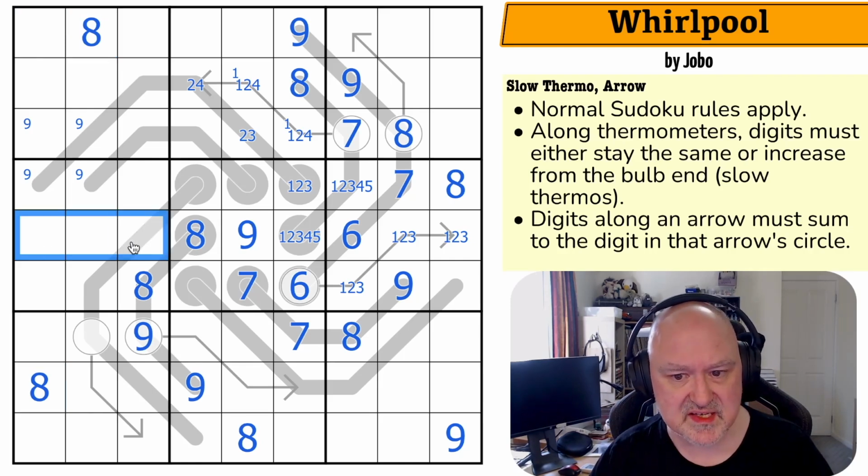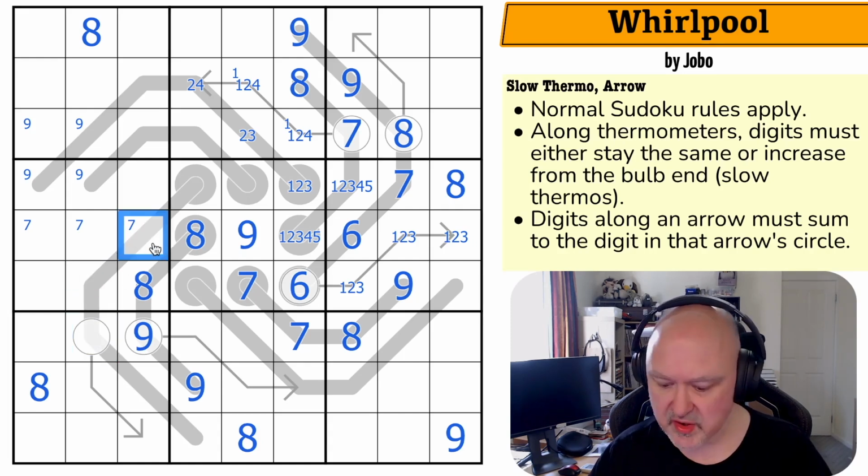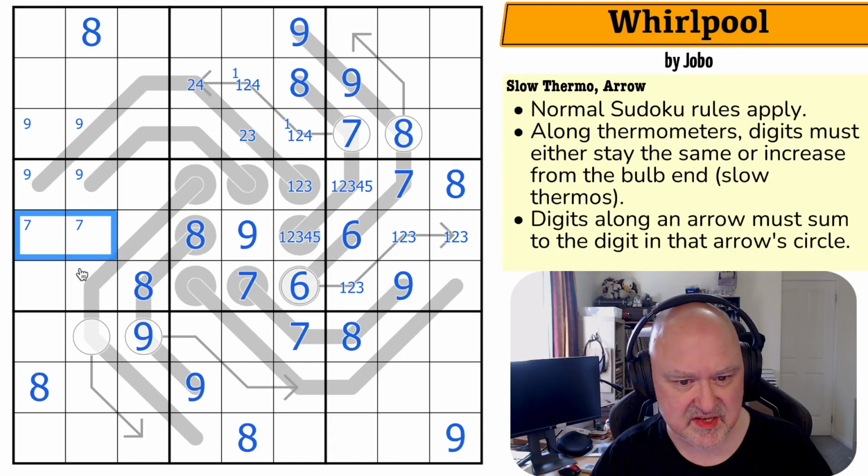Now, 7 is in one of these three by Sudoku, but I can't put 7 here, surely, because this would have to be higher, and it can't be 8, so this would be 9, and then this would have to be higher than 9. It doesn't work. I can't put 7 there. 7 is in one of those two.